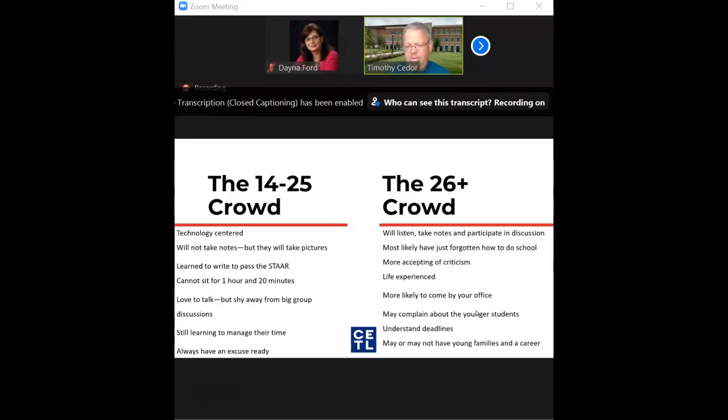It doesn't happen very often, but you may see some conflicts in the room as the two age groups don't necessarily get along all of the time.